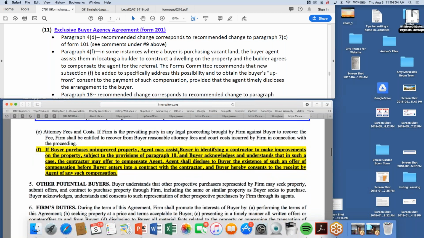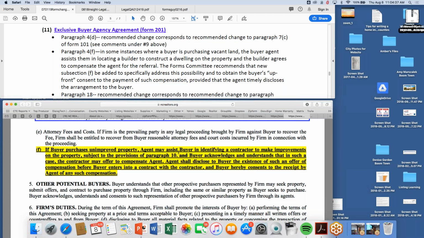So then we get down to F. There are instances when a buyer is purchasing vacant land for a house to be built. And in that case, you may be getting a referral fee for the actual building of the house and what the cost of the house is going to be. This is just clarifying that you need to be sharing that information with your buyer. And that's something that a lot of us are starting to do, where there's vacant land and there's a house to be built on it. So going through that process, it clarifies here and adds F.